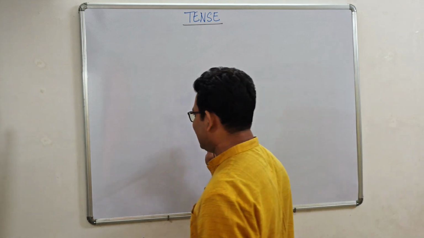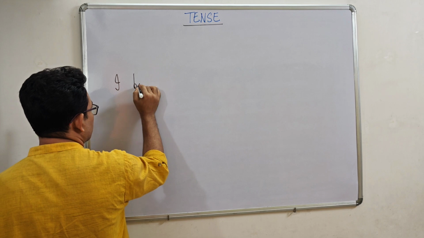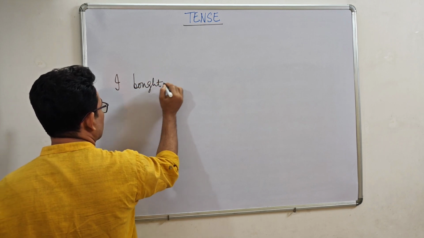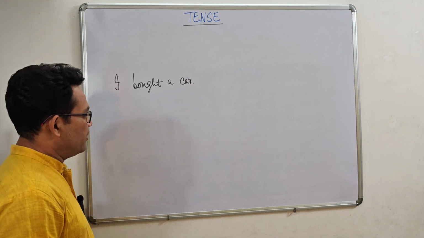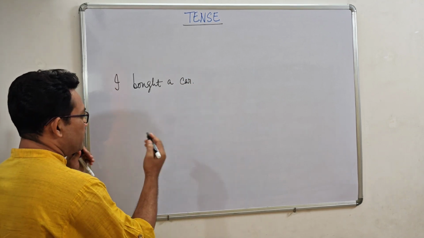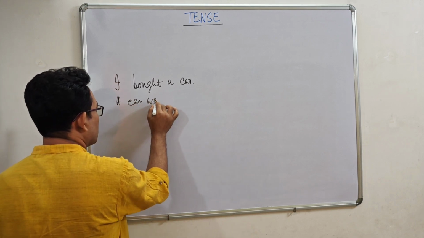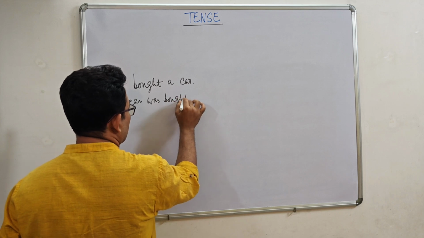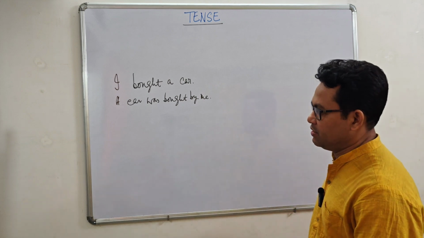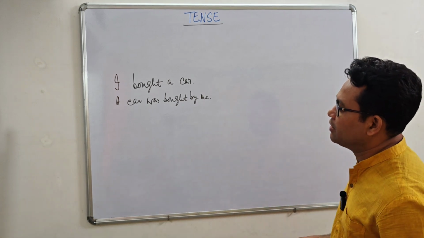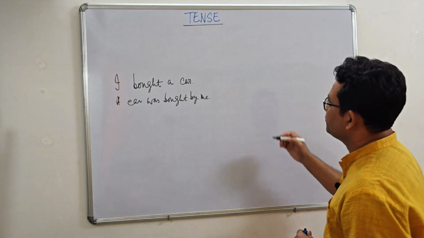All right then, look at these examples carefully. If I write, I bought a car, a sentence is there, then we can convert it from active to passive. So this is voice, not tense. Here we have no application or use of tense whatsoever. Let us find out another one.